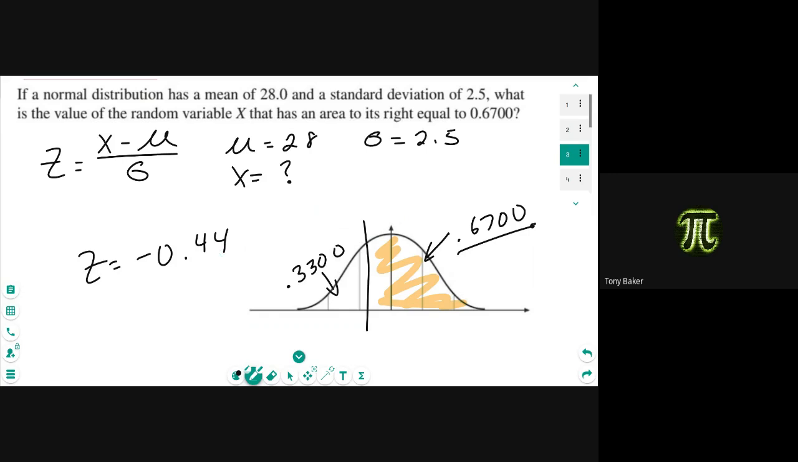No, so you looked at Z. That's not a Z score. That's the percent in the middle. So in that middle box, you're looking for 0.3300. Okay, that's our percent. So we're going backwards.